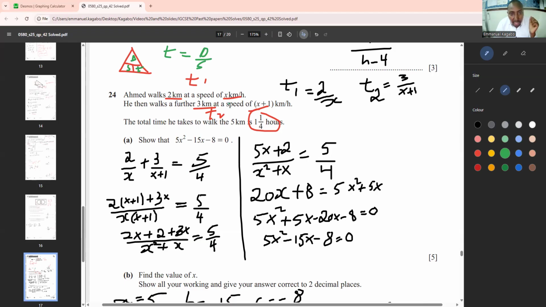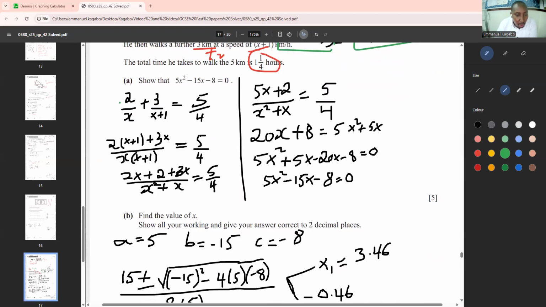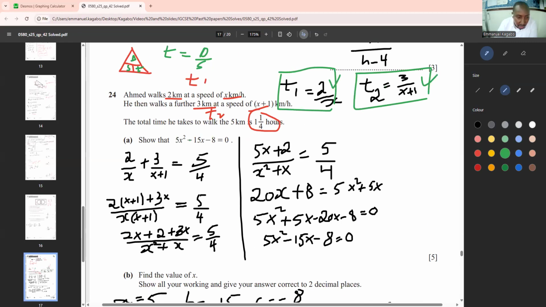So distance is 2 kilometers over speed. That's time 1. Time 2 is going to be distance over its speed, and the total means we have to add. So I have to get my time 1 plus my time 2. So now I'll get 2 over x, which is time 1, plus 3 over this thing, the one I'll talk about here, time 2.